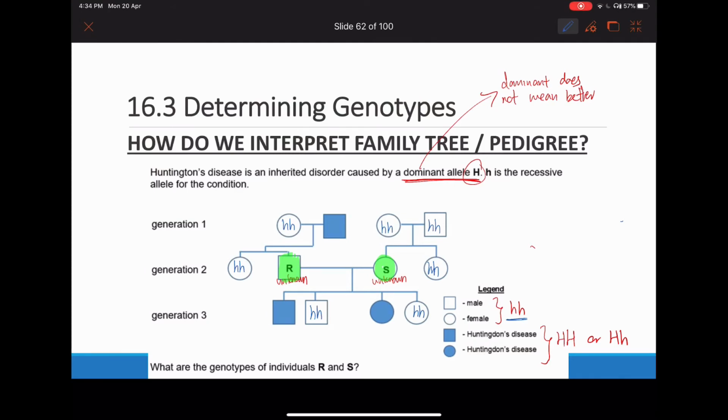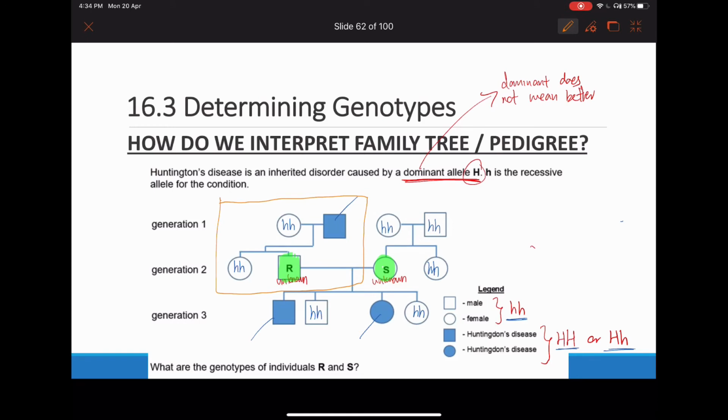But the problem that we have now is that for all these people that are being shaded, we have no idea of telling whether they are homozygous dominant in terms of big H, or heterozygous. So this is where the question comes in to make it a bit more confusing. I want to look at this set of family tree. Take a look at this part of the family tree.